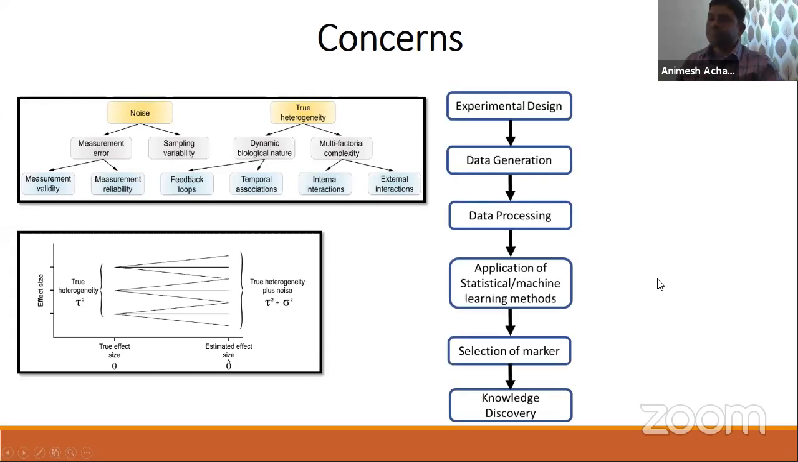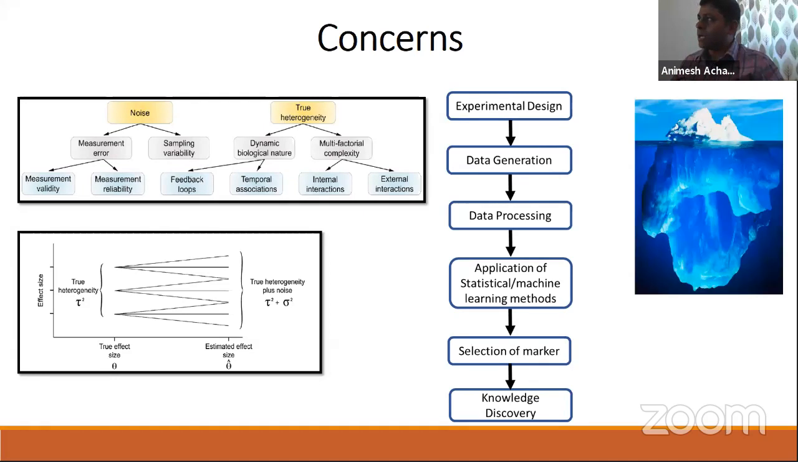If you look at the pipeline, it is the following. You have the question, you design your study, you generate data, you pre-process data, you apply statistical machine learning, you select some features, and then knowledge discovery. Remember, in each of your steps, your error gets multiplied, and the error is coming here as well with your knowledge. So it's very difficult to dissect these errors. We have to be very careful what we are looking for.